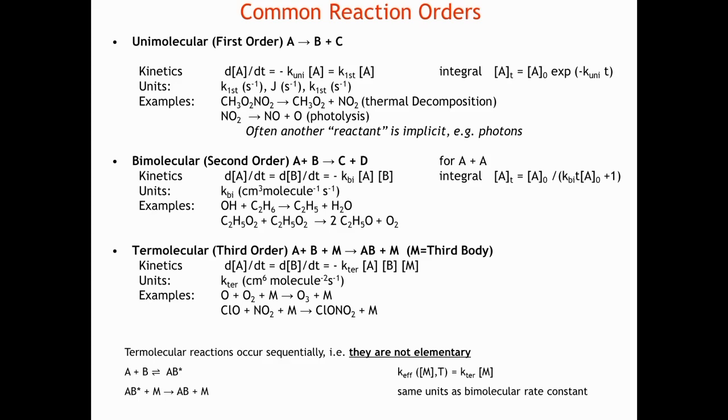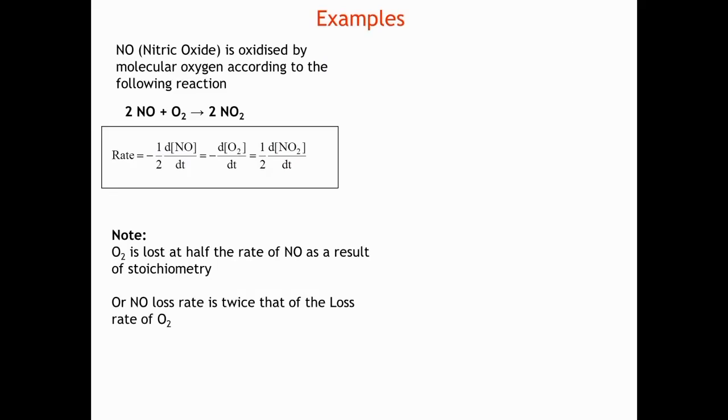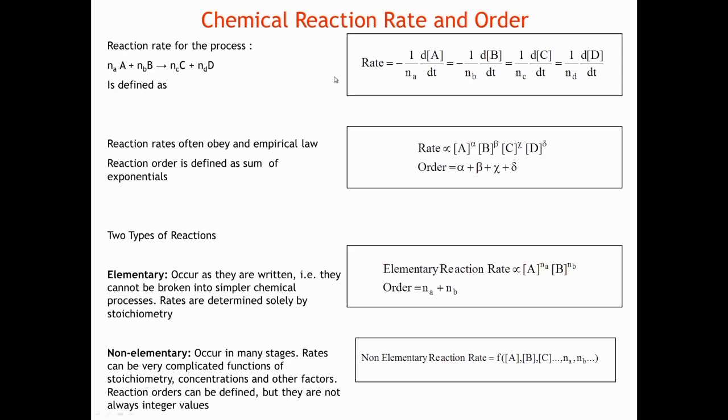So here are a whole bunch of first order, second order, and third order reactions. So remember that the overall order of reaction is the sum of the exponentials in the rate dependencies.